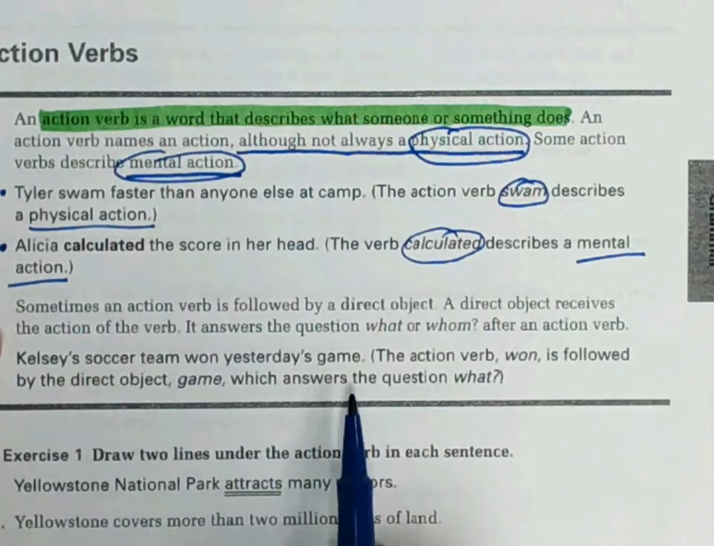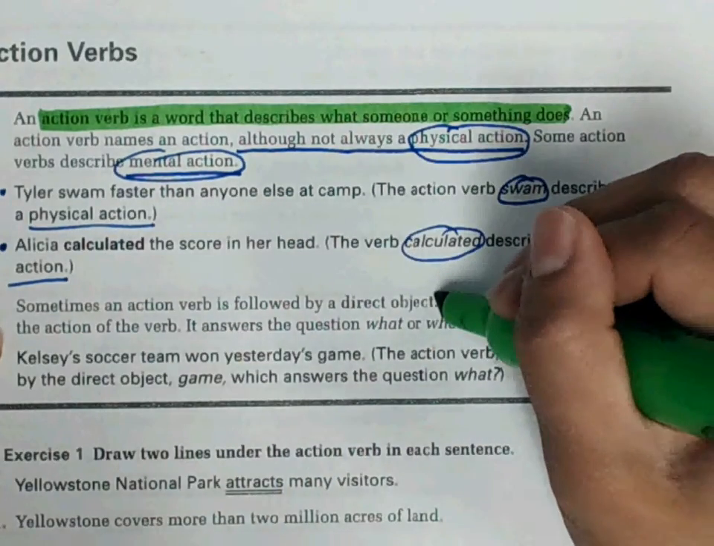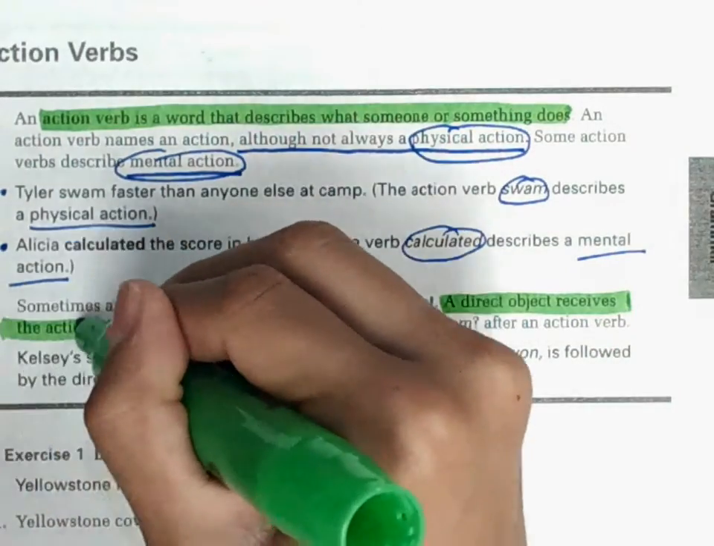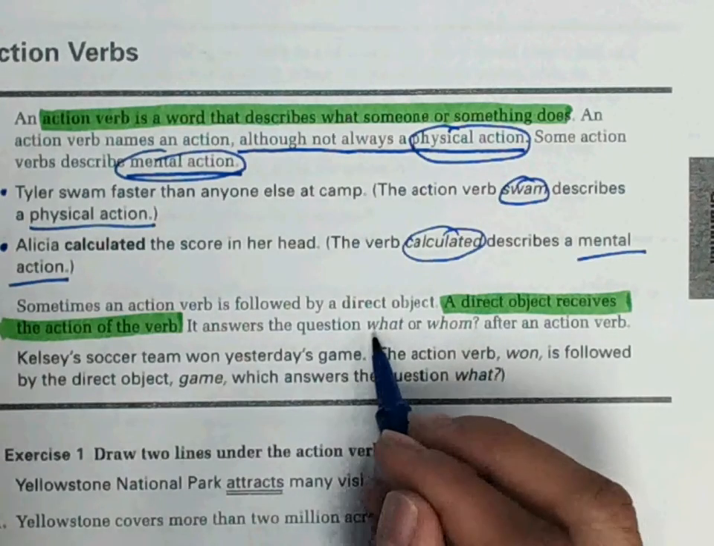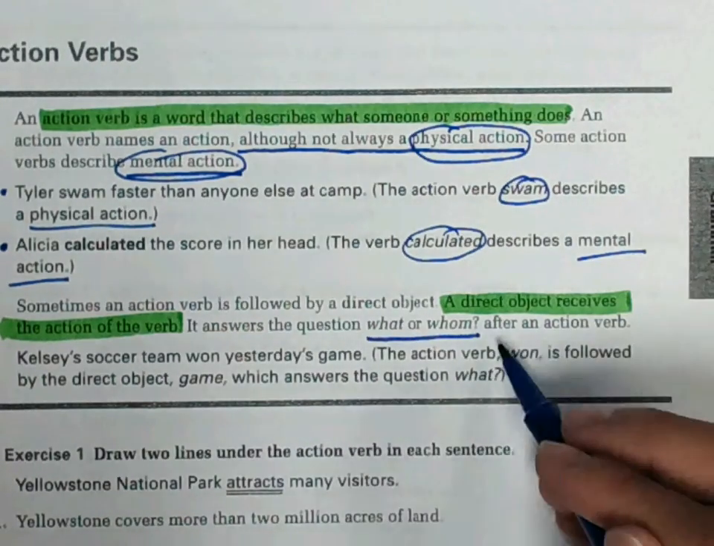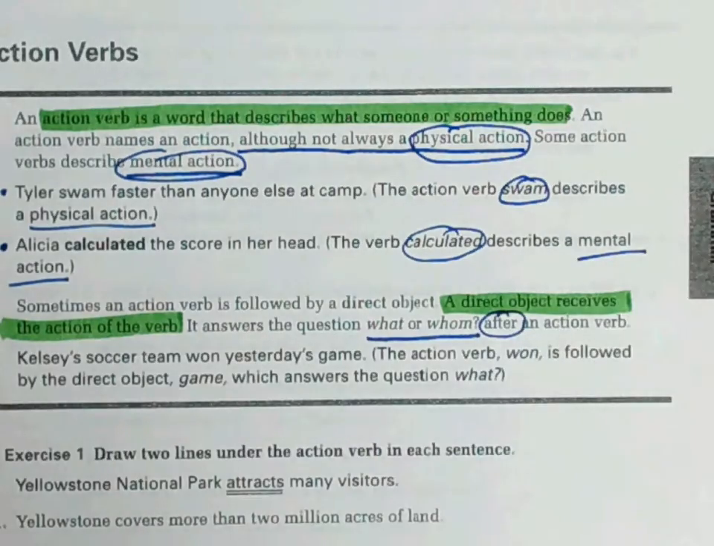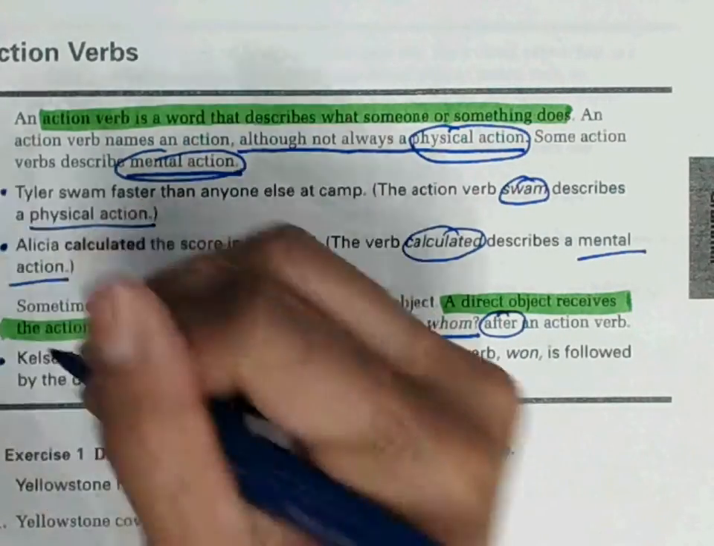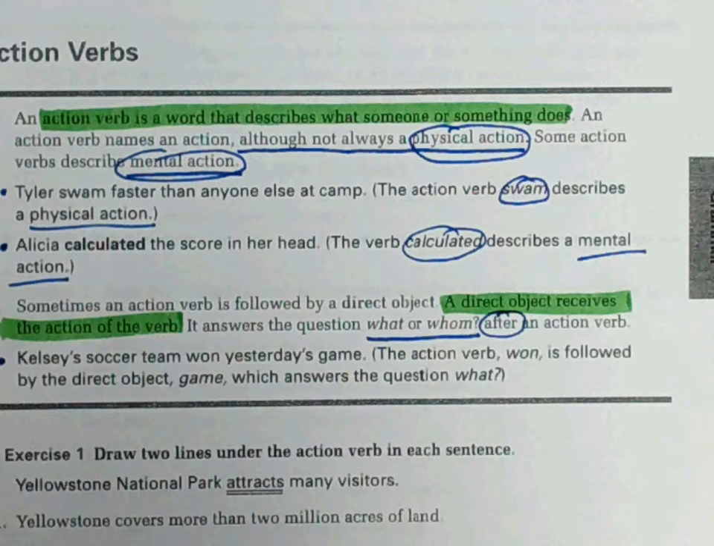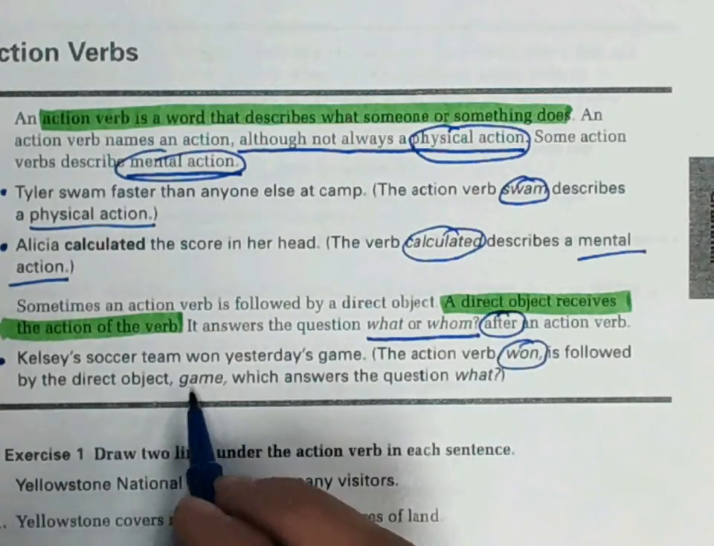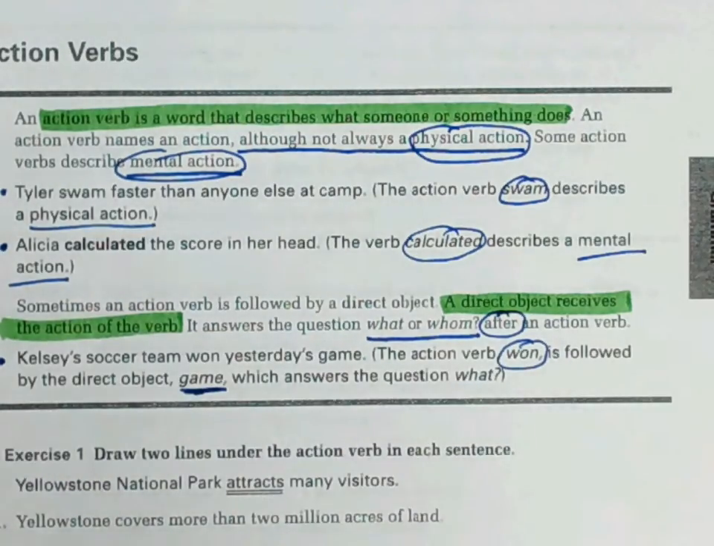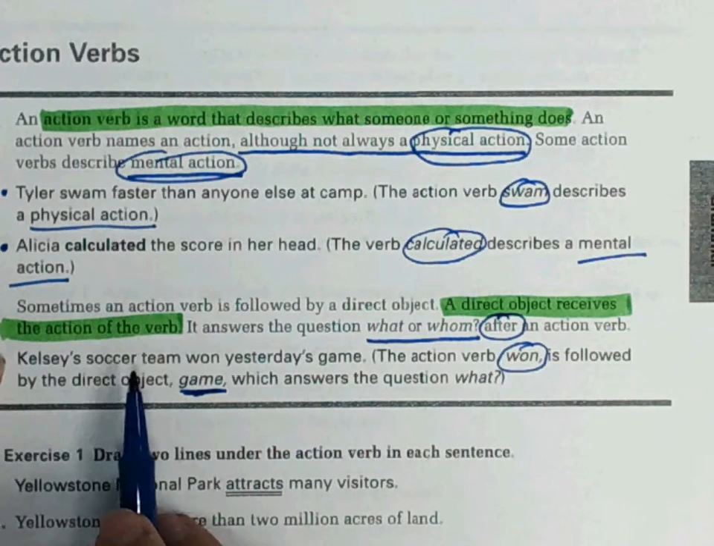Sometimes an action verb is followed by a direct object. A direct object receives the action of the verb. It answers the question what or whom after an action verb. So our example says Kelsey's soccer team won yesterday's game. The action verb won is followed by the direct object game, which answers the question what.